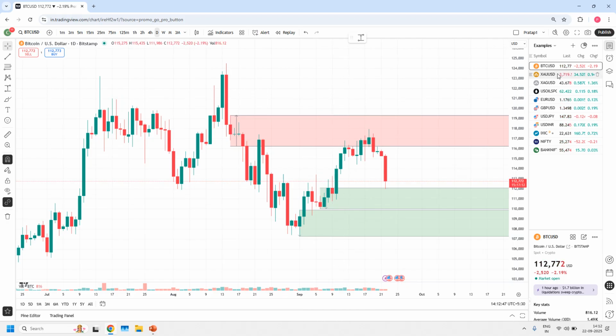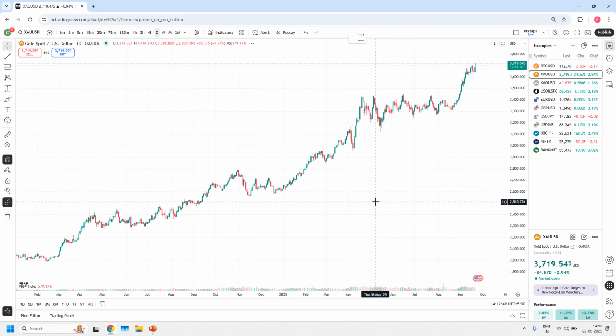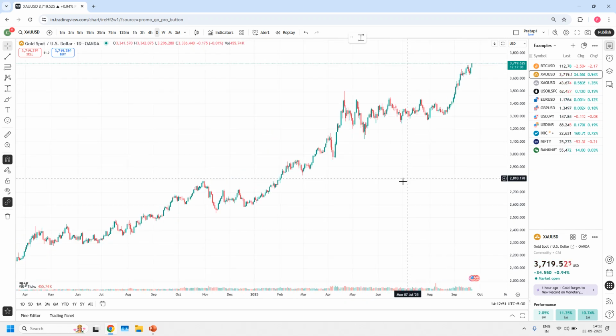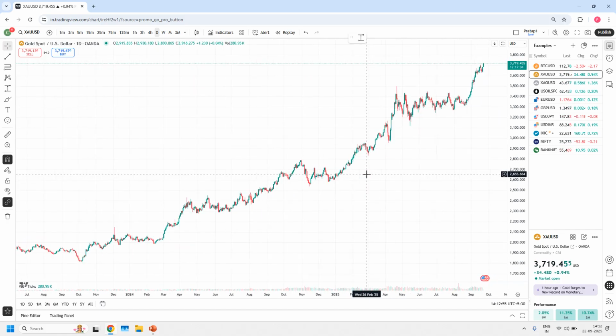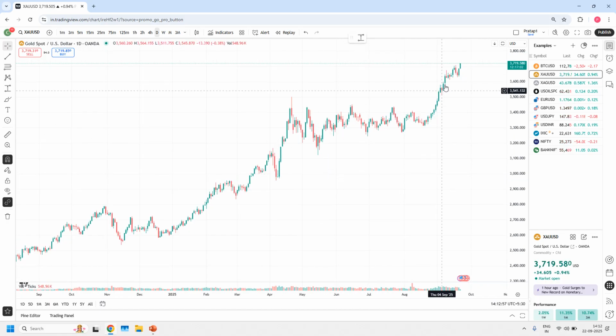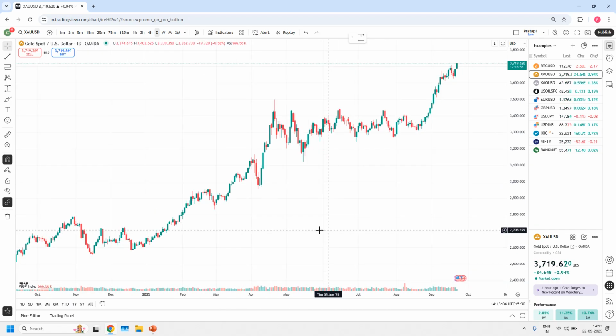Okay, next one is gold. What is the gold scenario? See, gold, definitely by seeing the chart, gold is uptrend because gold has already broken all the zones and reached all-time high. That means it might have violated all the supply, no more supplies on the chart. By violating all the supplies, definitely the trend is uptrend.